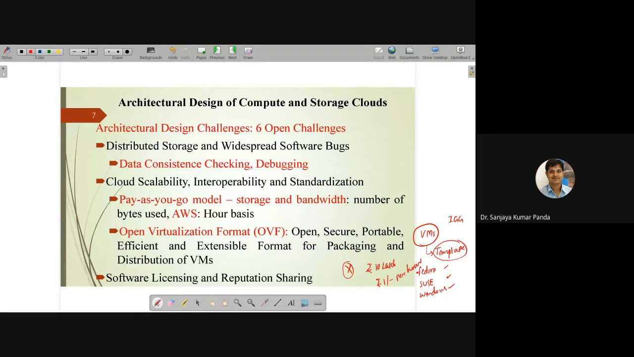Based upon our usage, we pay our cloud service provider. So in that case, you need not worry if a new version of X is launched in the market. Let's say this is your version 1.0, and at a later point of time version 2.0 is launched into the market, then your cloud service provider is responsible for upgrading the software from version 1.0 to 2.0. So that is our software licensing and reputation sharing.